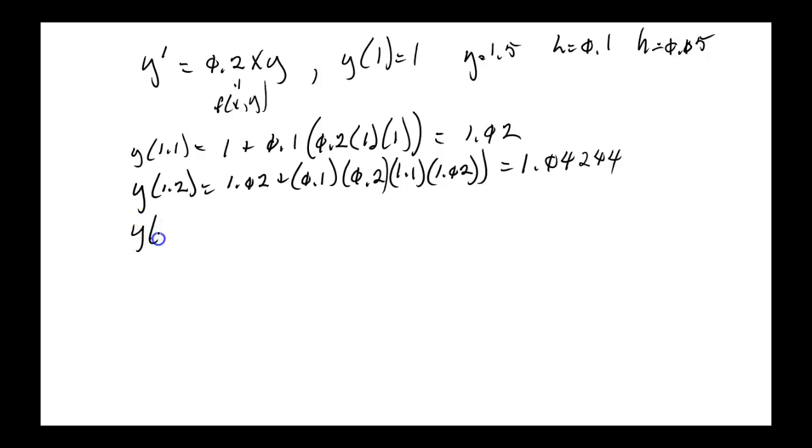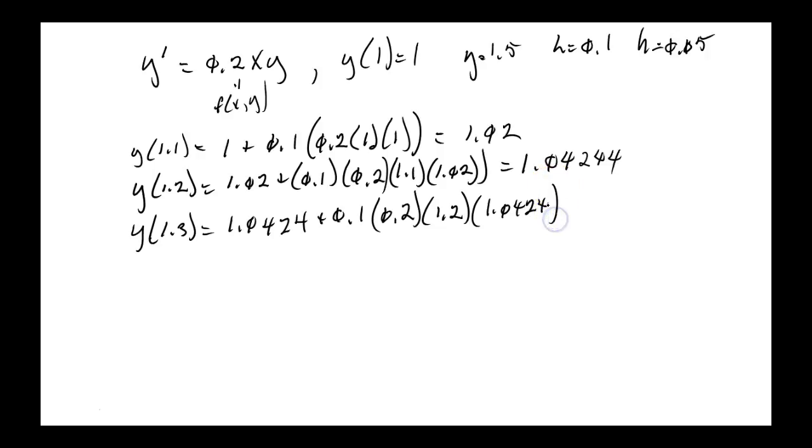So y of 1.3 will be 1.0424. I'm going to stop there. Plus 0.1, that's your h, times 0.2, that's part of the problem, times 1.2 times 1.0424. Assuming they're stopping at 4 digits now. And we'll get that.